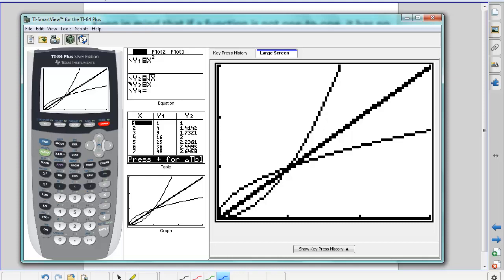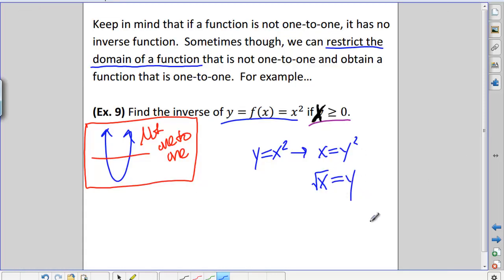Obviously for the negative x values, it's not going to be an inverse because we can't really talk about those negative x values once we do the inverse, because for the square root of x, it just doesn't work out that way.